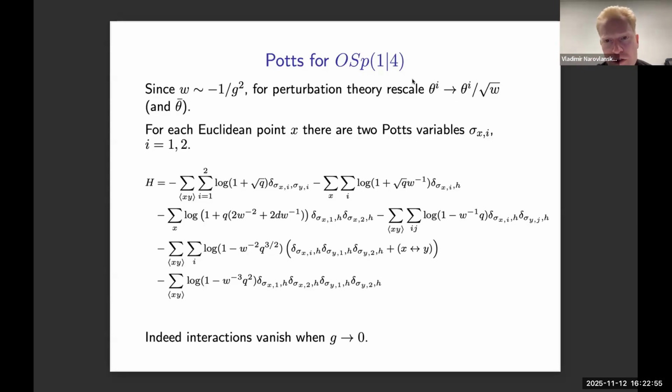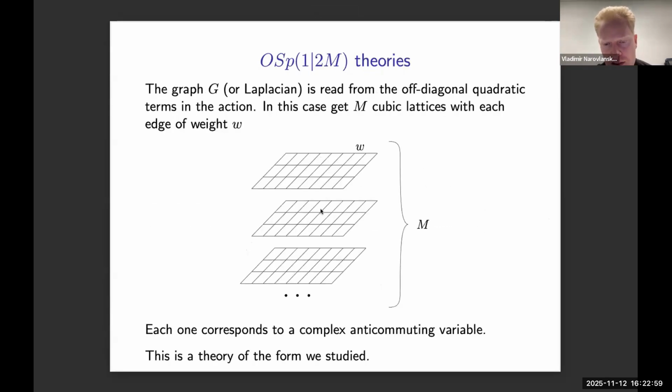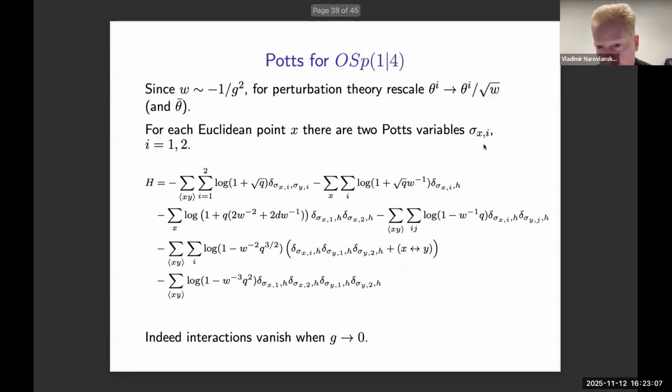Now, for the m equal to 2 case, we have only 2 lattices, so we have only 1 and 2. That's it. So for our original Euclidean space, for every point, we're going to get 2 Potts degrees of freedom, sigma i, where i goes over 1 and 2. And then here I write the full Hamiltonian for the Potts model, just to make it very explicit.